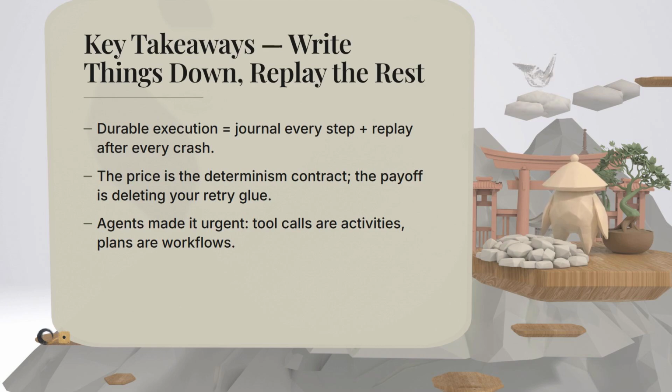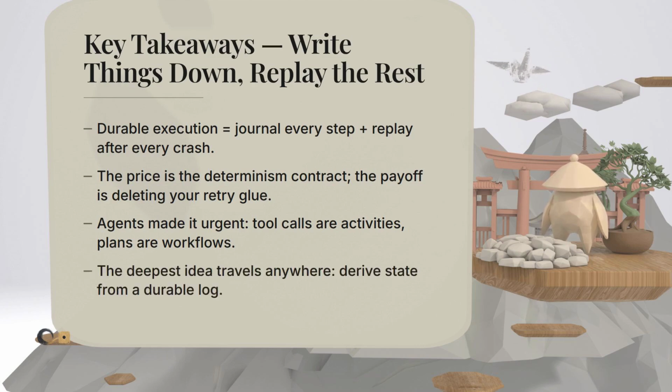AI agents made this urgent. A plan-tool-observe loop is precisely a long-running workflow with expensive, flaky steps. But the pattern was always going to win because it rests on the oldest truth in systems engineering: state that matters gets written down, and everything else gets derived.